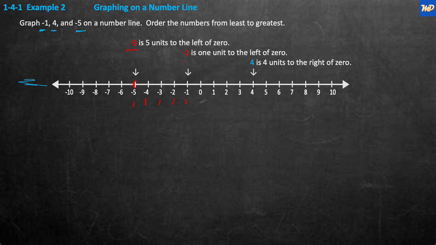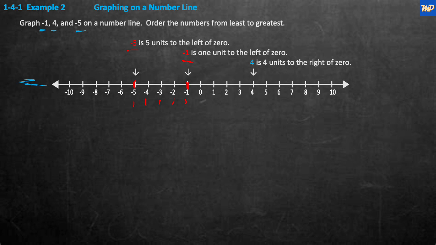Then they want -1 on the number line. Well, that's easy. We start at 0 and we go 1 to the left. We're now at -1 on the number line, and we could say that this is now graphed. We've graphed the point -1 on the number line.